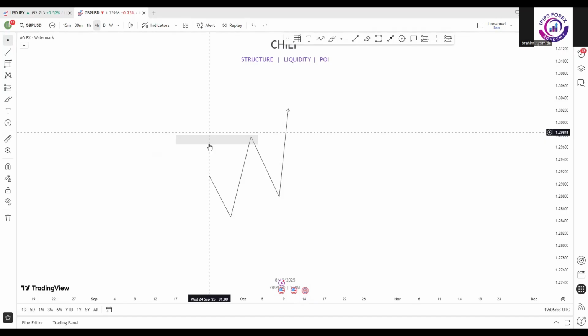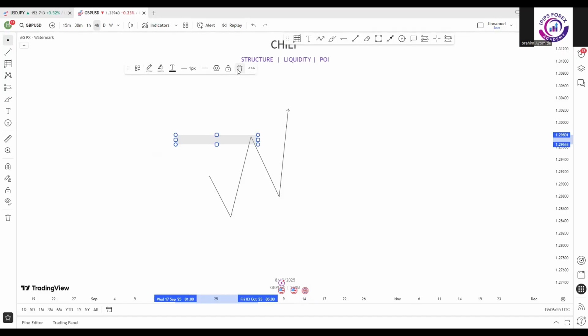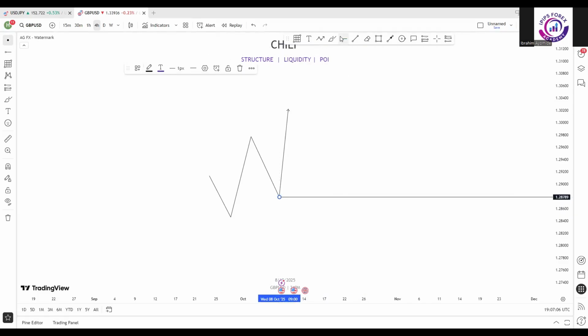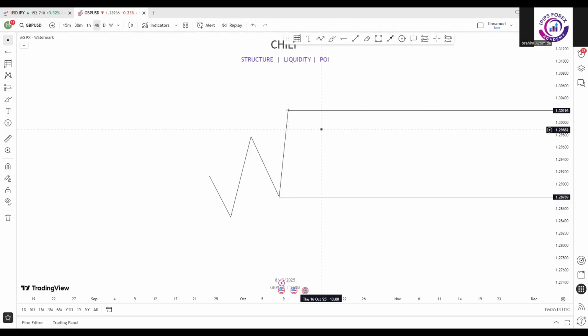So if you now get your story, let's say on monthly or weekly, this is the story you got. Now let's say this is the last leg. You mark this as your low, then you identify this also as your high. Now, since it is an uptrend, you know you are interested in buying.